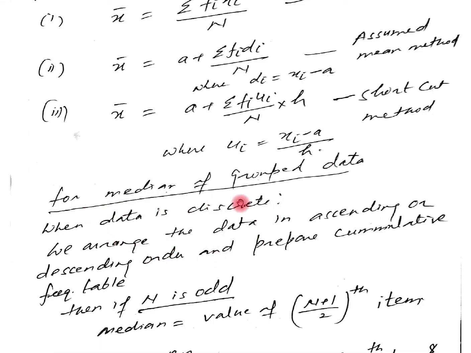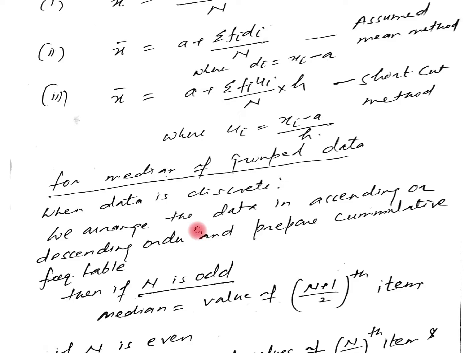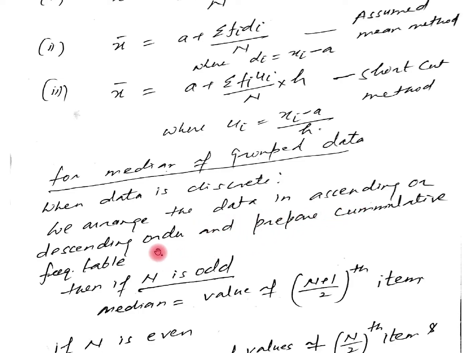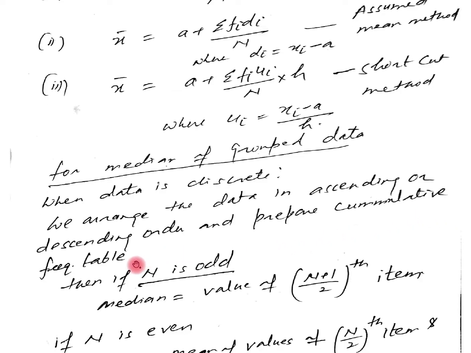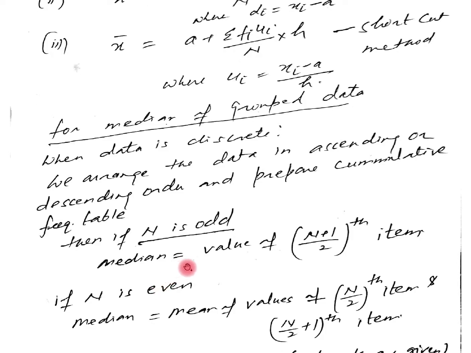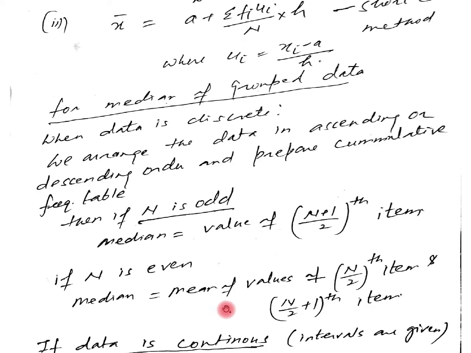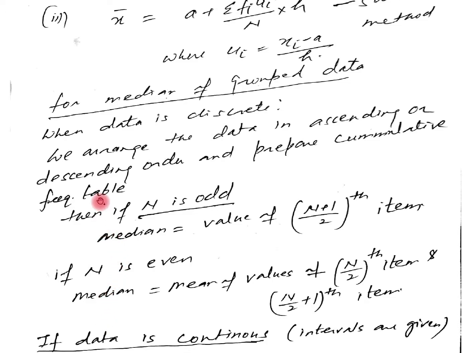Similarly, let us revise the median also. For the median of grouped data, when data is discrete, we arrange the data in ascending or descending order and prepare the cumulative frequency table. Now, if n is odd, then the median is the value of the n plus 1 by 2th item. And similarly, if n is even, then the median is the mean of the values of the n by 2th item and the n by 2 plus 1th item. And this will be more clear when you use it in the questions. These are the two methods to find the median of grouped data when the data is discrete.